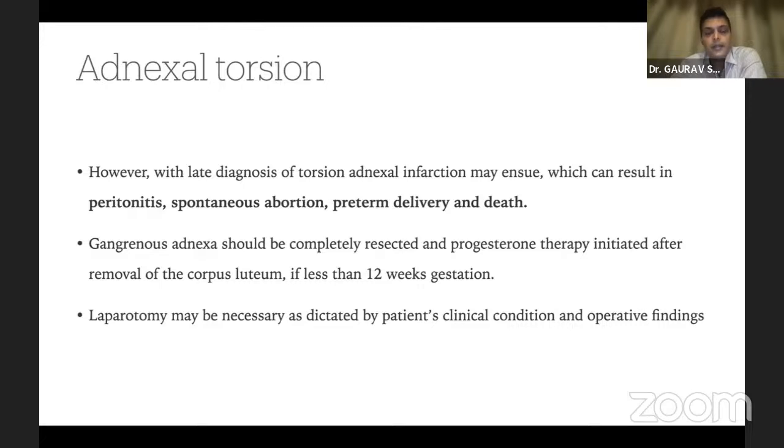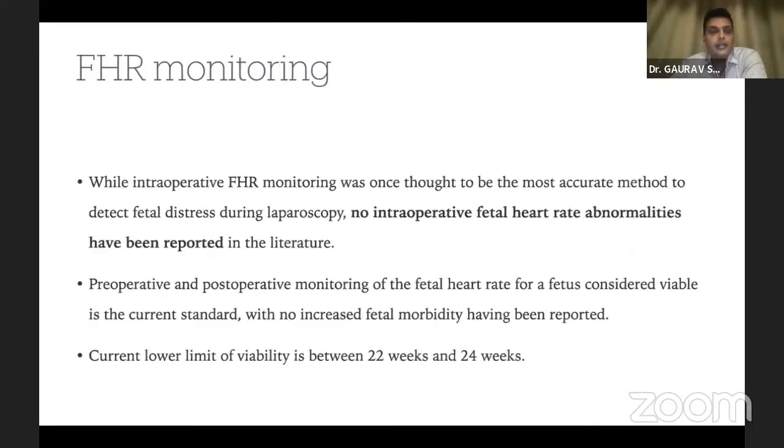Now, laparotomy may be necessary, depending on the clinical condition, when complications occur. With regards to fetal monitoring, the recommendation is that there are no intra-op fetal rate abnormalities which have occurred. So really monitoring it before and after is usually done in practice, is what I do.